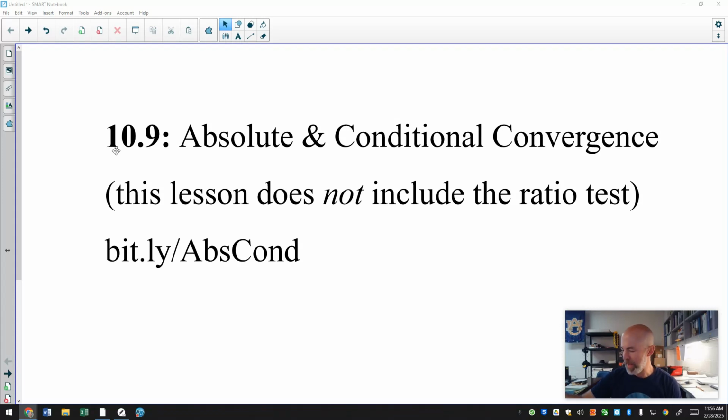Okay, let's talk about absolute and conditional convergence. And in this lesson, I'm not going to talk about the ratio test. So if you're looking for ratio test examples, you won't see that here.